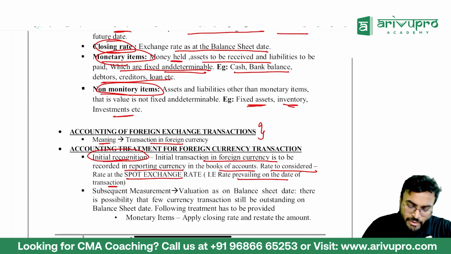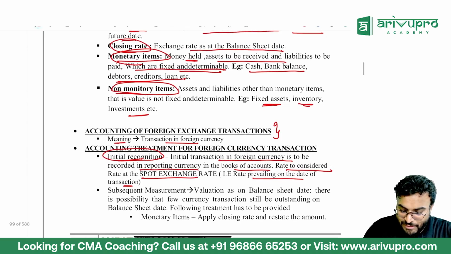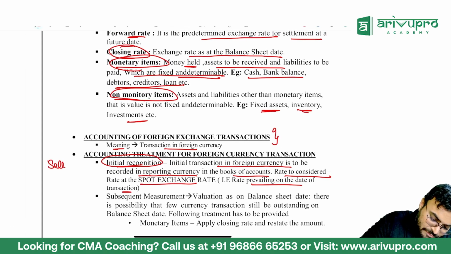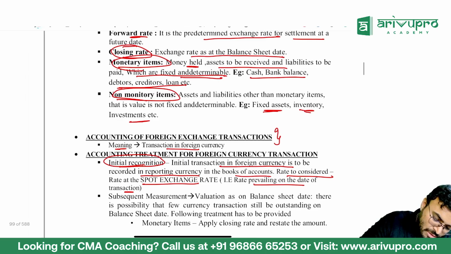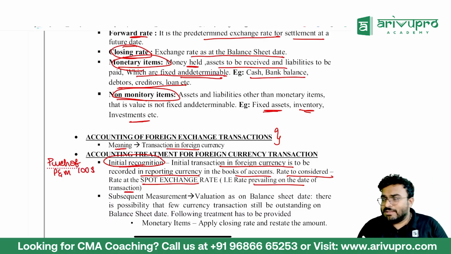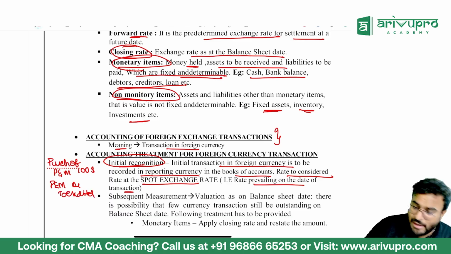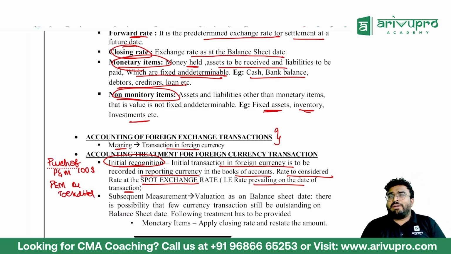Initial recognition. For example, I purchased one machinery. Purchase of plant and machinery, $100. So I have to recognize this transaction. I'll pass the entry: plant and machinery account debited to creditor, $100. Now, $100 today, what rate is there? I will convert it at that particular rate.